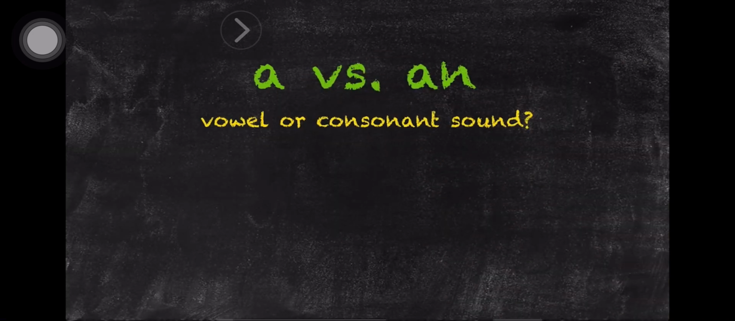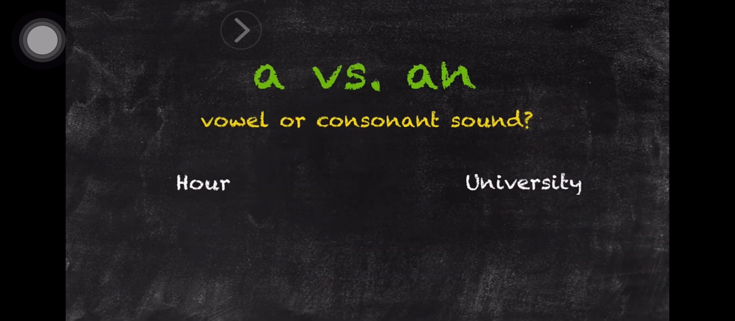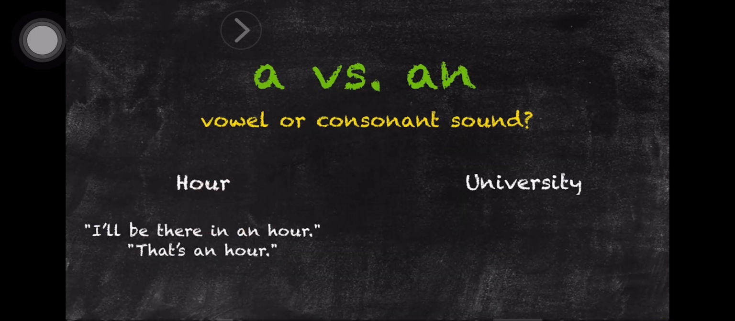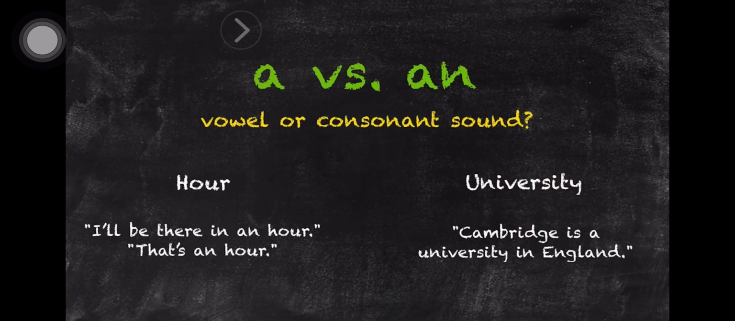Let's look at the two words hour and university. While hour starts with an H, it actually sounds like it starts with a vowel sound. The resulting sentences are, I'll be there in an hour. Again, that's an hour. University starts with a U, a vowel. However, it sounds like it starts with a Y, university. So we say it with the A article. An example sentence could be, Cambridge is a university in England.